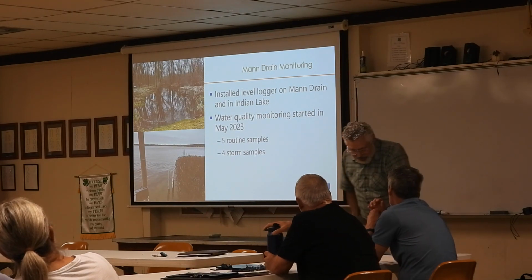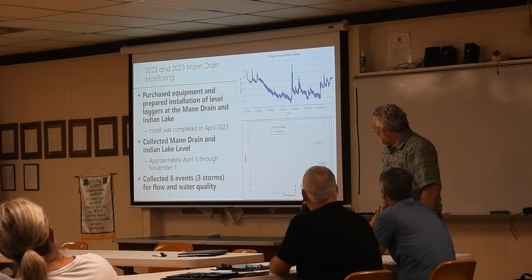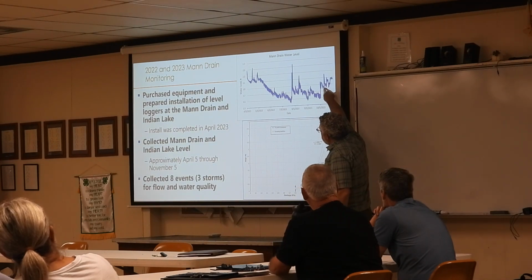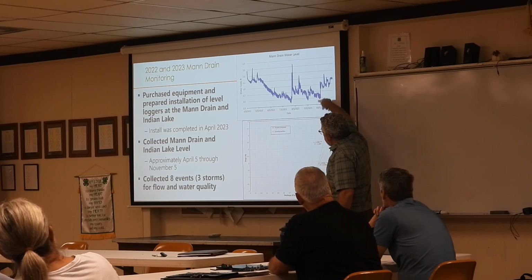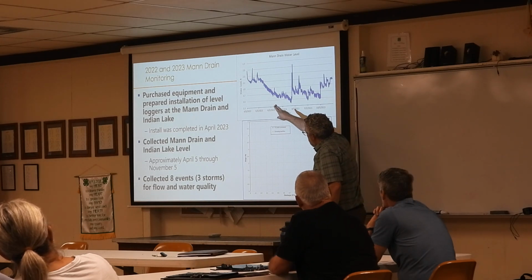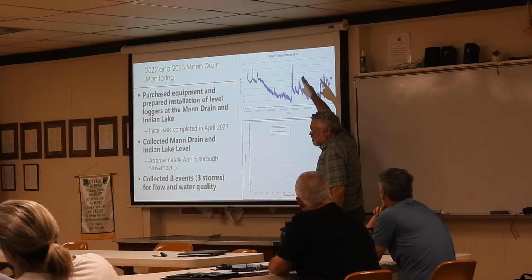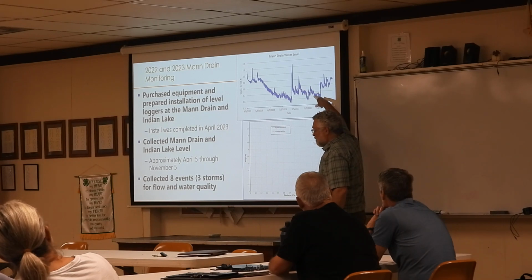Okay, so we need 2 years of data to really make this work. Where are we at? We got some pretty good variability in stage. This is the Mandrain stage. Notice you can see the storms come in. We were really dry the first half of the season. You can see that in the decreasing stage of the Mandrain. When storms came in, we started to see pulses of water.